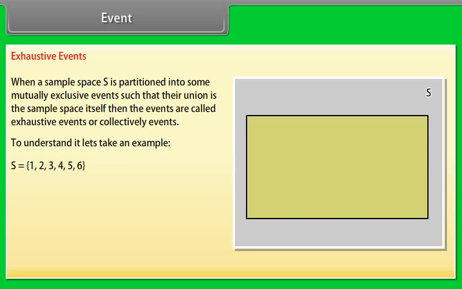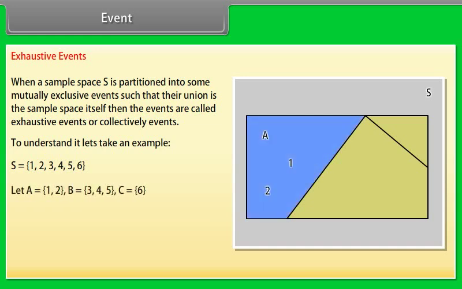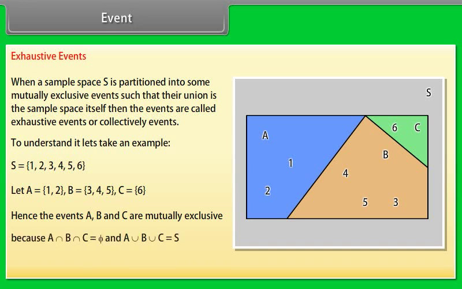S is equal to 1, 2, 3, 4, 5, 6. Let A is equal to 1, 2. B is equal to 3, 4, 5. C is equal to 6. Hence the events A, B and C are mutually exclusive because A intersection B intersection C is equal to phi and A union B union C is equal to S. So the events A, B and C are exhaustive events.